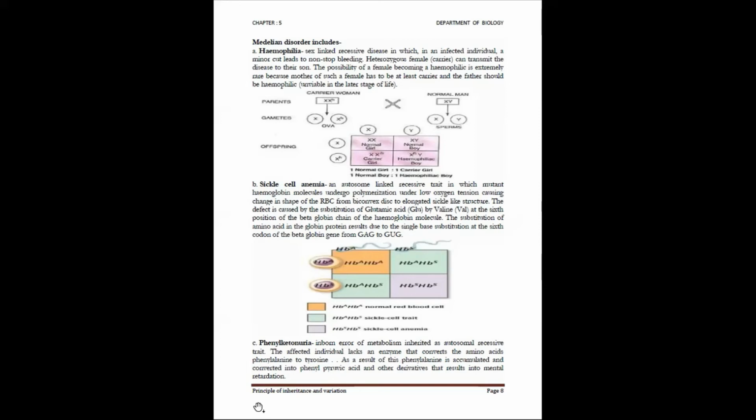And then moving on to phenylketonuria, this is again, yes, they would be asking what is happening here. The enzyme that converts the amino acid phenylalanine to tyrosine is not working. That is the major problem which is happening in phenylketonuria. So that you have to write.